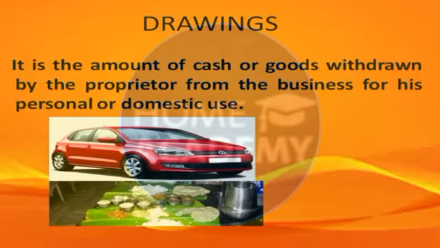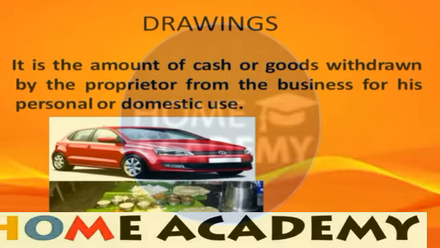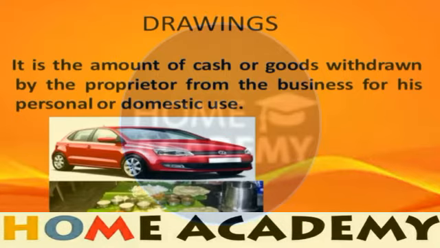Second item is drawings. Now, drawings constitute the amount of cash or goods withdrawn by the proprietor from the business for his personal or domestic use. Many a time, the proprietor may use some of his products for his own personal use. That is referred to as drawings. For example, a furniture manufacturer may use furniture at his home for his personal use. So, that constitutes his drawings.